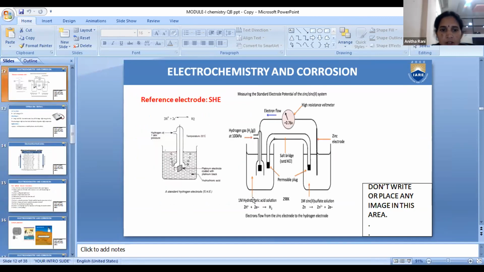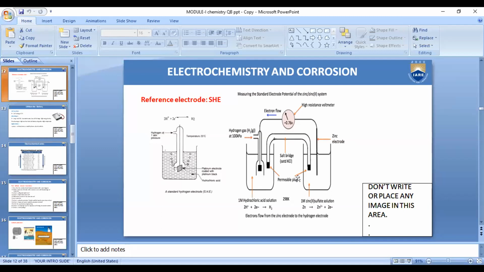You can see here, everybody, students. You can see the standard hydrogen electrode and zinc electrode connected to the voltmeter, and these two solutions are connected with the salt bridge. Students, all of you, can you see the diagram? You will get the zinc electrode potential.